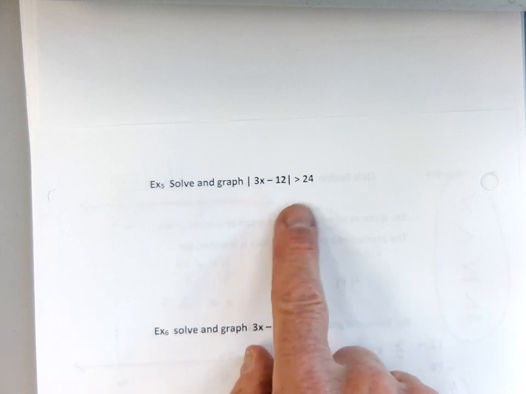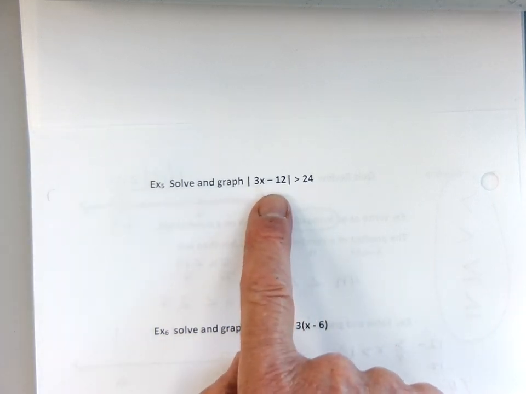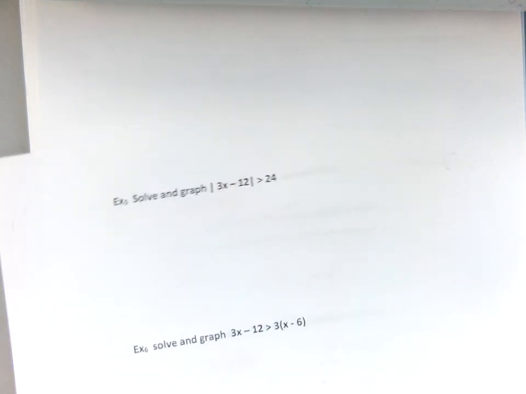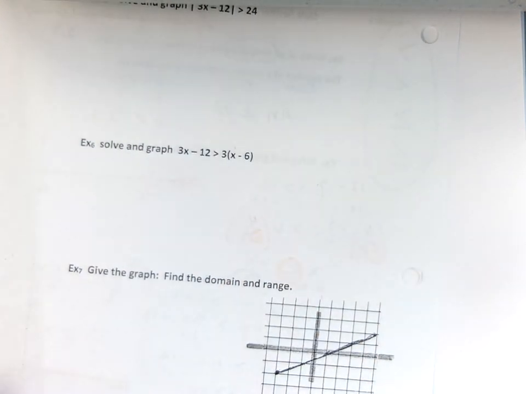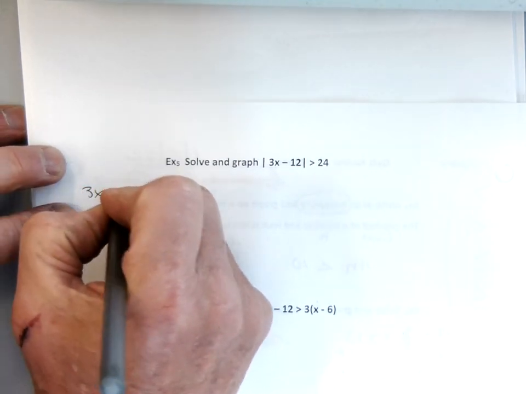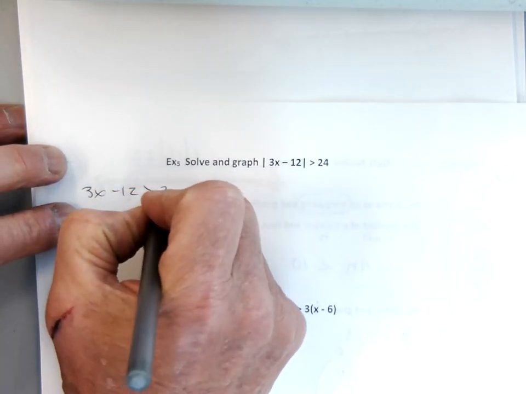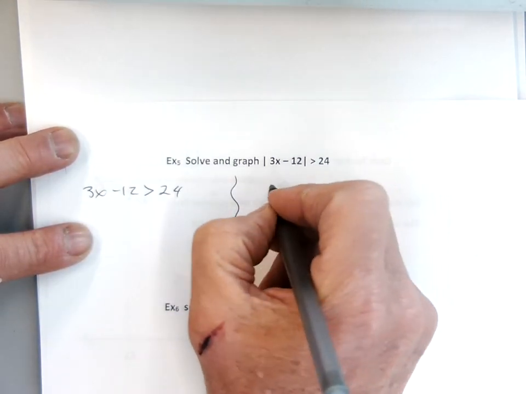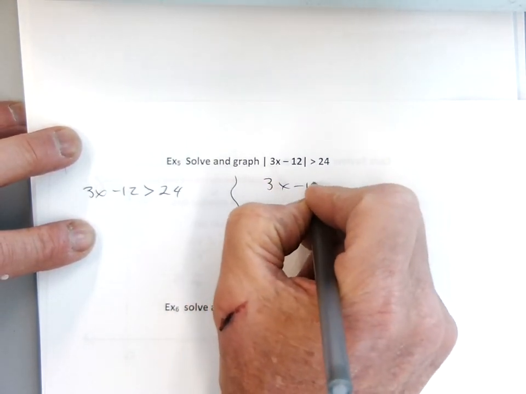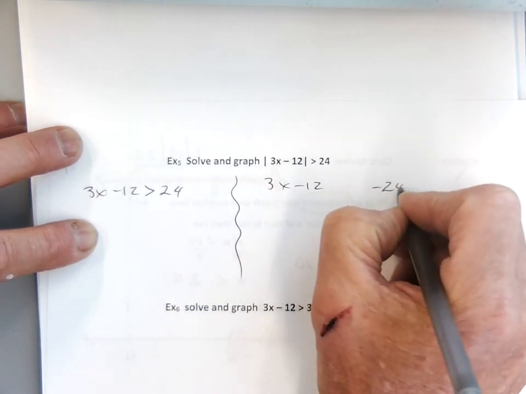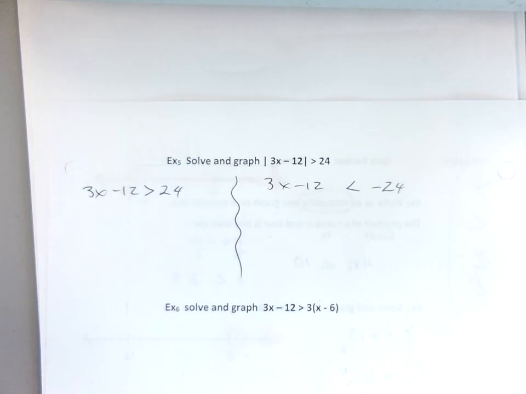All right, absolute value. So with an absolute value, I'm going to need two equations, right? So one's a positive, one's a negative. Let's put that down. So I'm going to go ahead and rewrite this as 3x minus 12 is greater than 24. And I'll go 3x minus 12. Now I get the negative 24, but when I do the negative, I have to turn the inequality sign, okay?